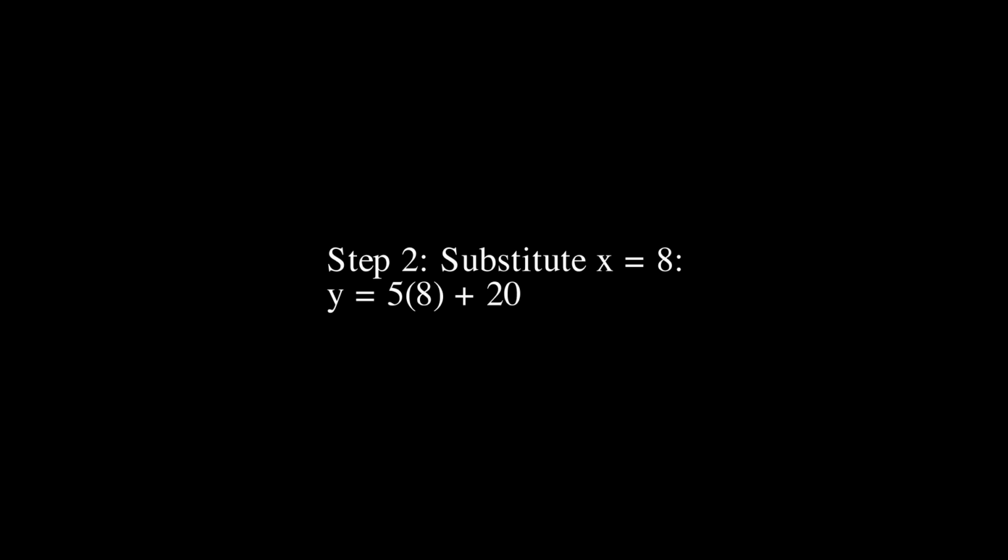Next, we plug in 8 for x because we want to find the cost for 8 classes. So the equation becomes y = 5 times 8 plus 20. We can simplify this further by calculating 5 times 8, which is 40. So now we have y = 40 + 20. Finally, we add 40 and 20 to get 60. So the total cost for 8 classes at the gym is $60. This includes the sign-up fee plus the cost for all 8 classes.